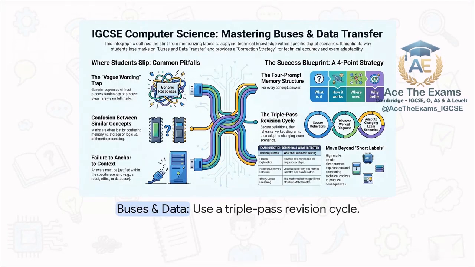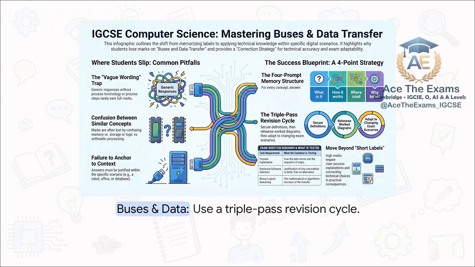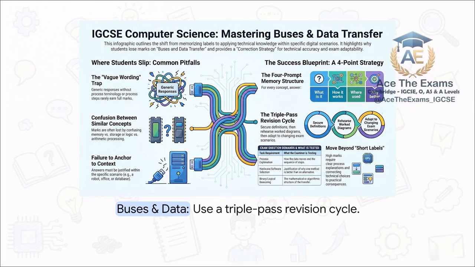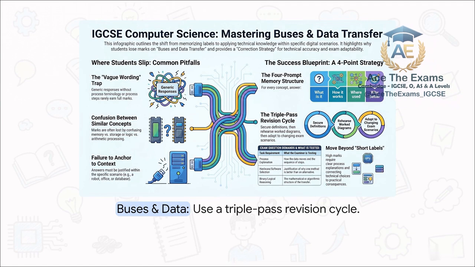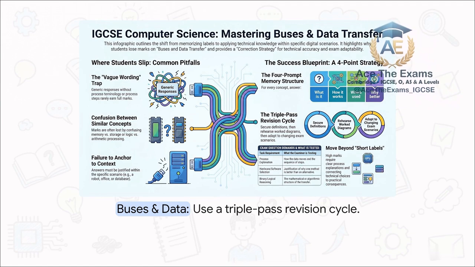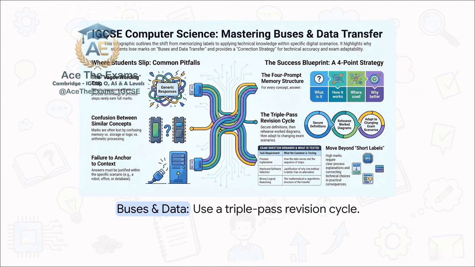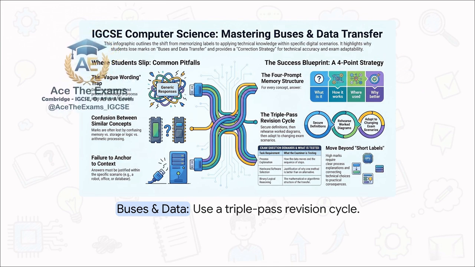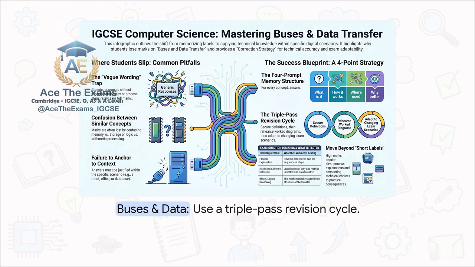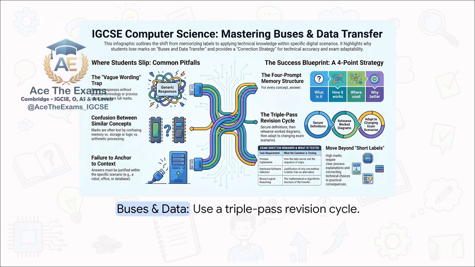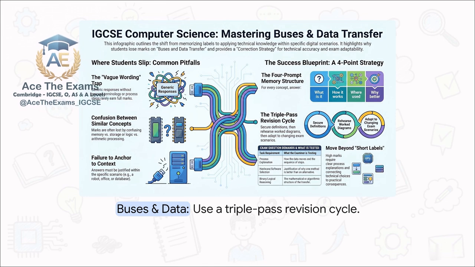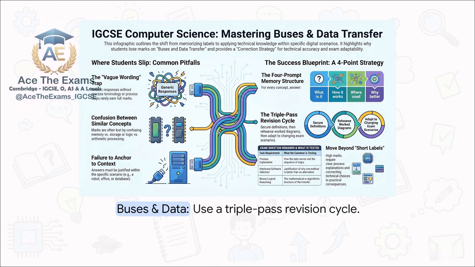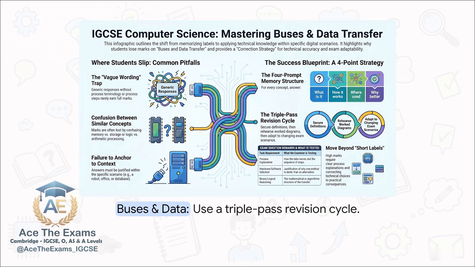So to resolve these pitfalls, we use a structured correction strategy for topics like buses and data transfer. Think of it as a triple pass revision cycle. You secure the definitions, you rehearse the worked diagrams, and then you adapt your answer to whatever changing exam scenario they throw at you. By doing this step by step, we explicitly ensure we never confuse logic with arithmetic processing, or mix up address buses with data buses. And most importantly, we never fail to anchor our definitions to the context. High marks require moving past those short, vague labels and providing real, robust process explanations.